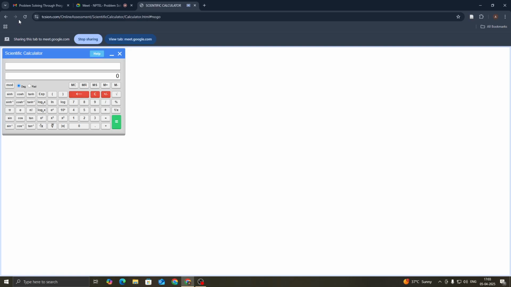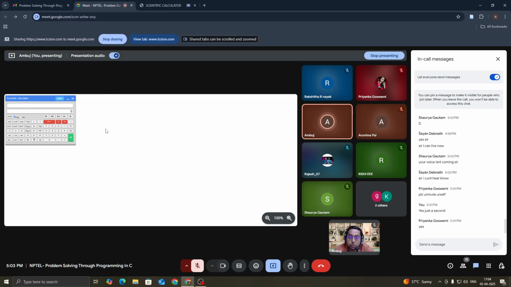So for example, if I try to calculate the expression 2.5 into 2.5, this will be calculated like this. I have used the asterisk sign to multiply: 2.5 multiplied by 2.5. After that I'll press equal to, then I'll get 6.25. After that I'll press this C. C is clear screen, and the entire values will be gone.